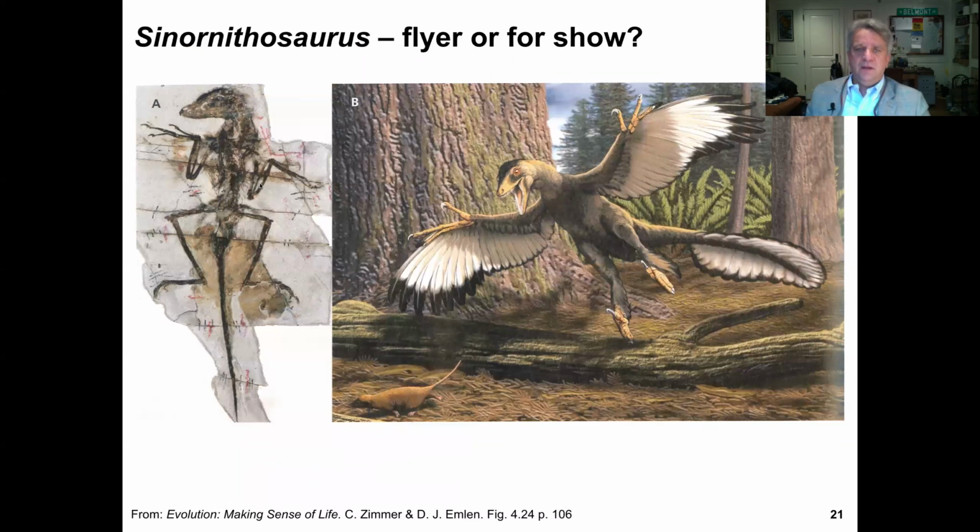Now, there have been a number of great discoveries of feathered dinosaurs. And this critter here, Ornithosaurus, clearly had feathers, but it's not clear if these were for flying, gliding, or for display, for show, for inter- or intra-species communication.